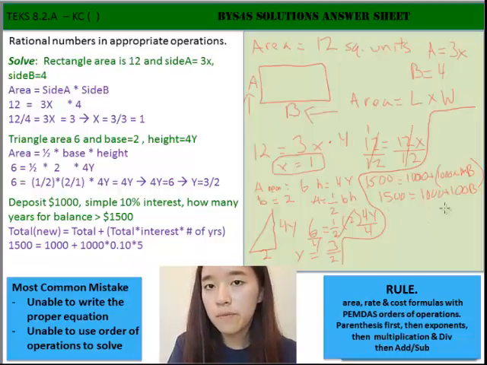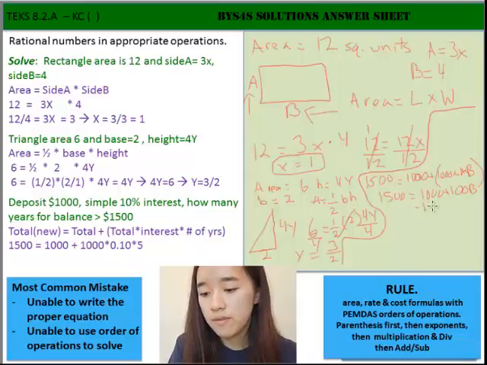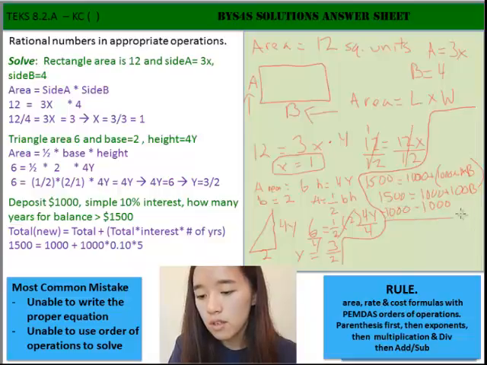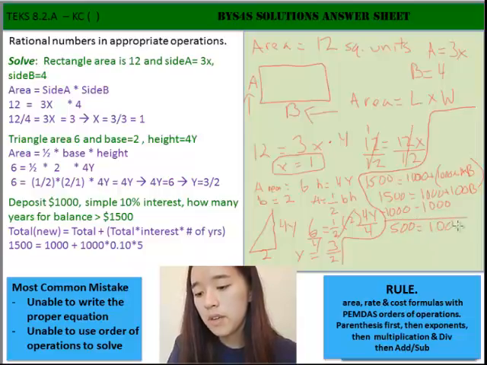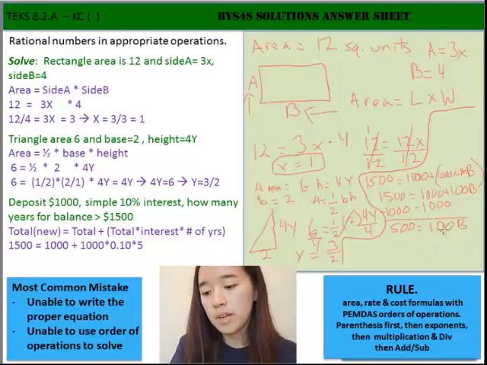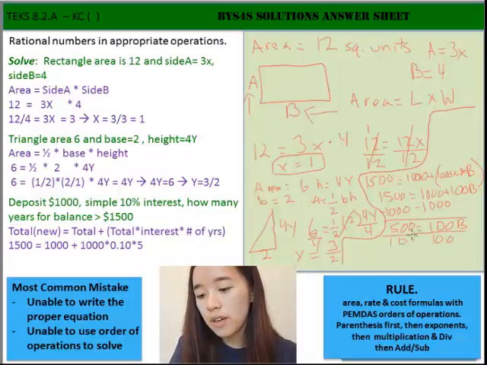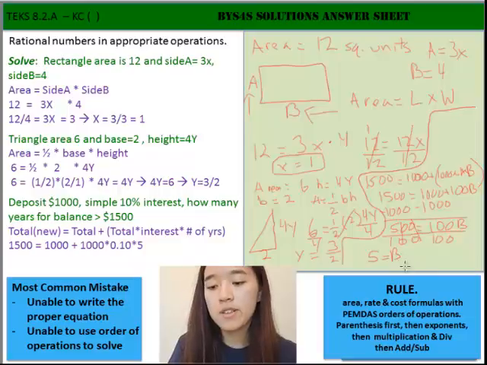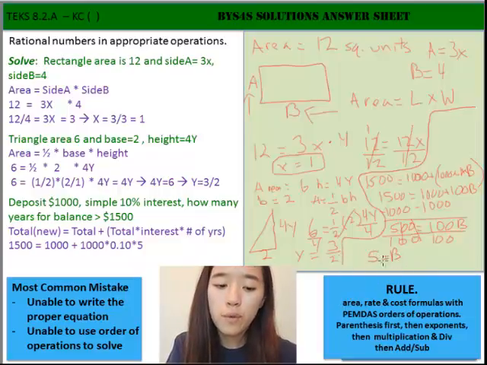We need to start isolating for B, and we're going to do so by subtracting 1,000 from each side. 500 is equal to 100b. Now all we need to do is divide each side by 100 to see what b is. So 500 divided by 100, it's very simple, it's 5. b equals 5, so that means that it's going to take 5 years for our deposit to equal 1,500.